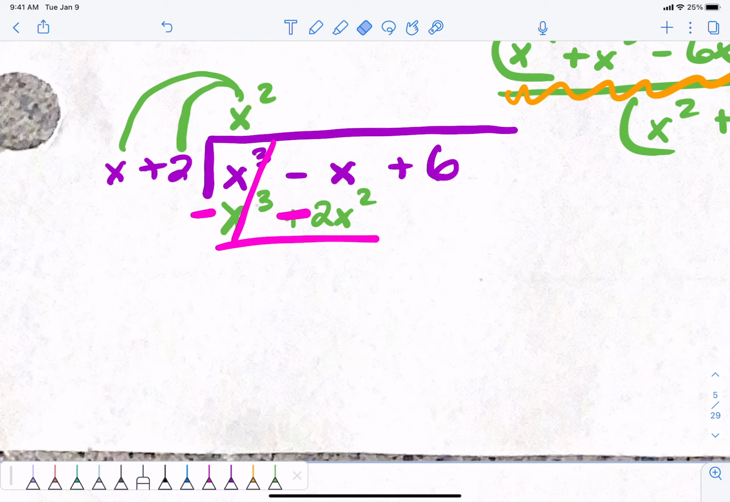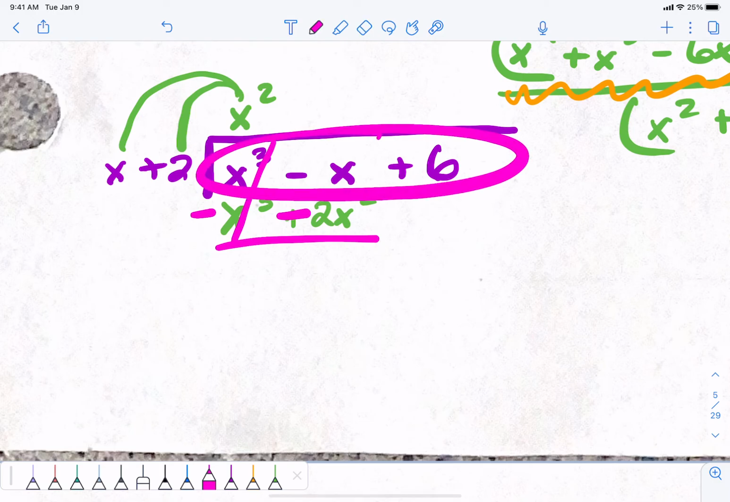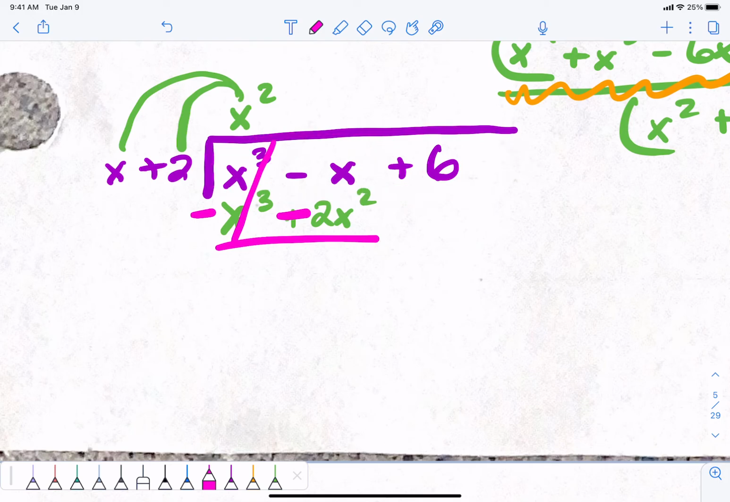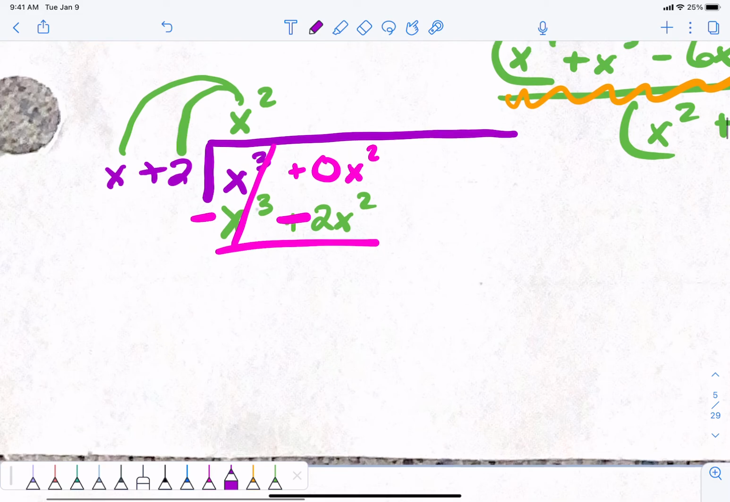Really the problem is that with this original problem, it was x to the third, right? We didn't have an x squared in the problem. We have an x, which is to the first power, and then we have a number. Can I put an x squared in there to make it come out nicely? How do I do that? Let's do plus 0x squared. Can we do that? We have to insert that 0 in there. It was x to the third minus x plus 6.